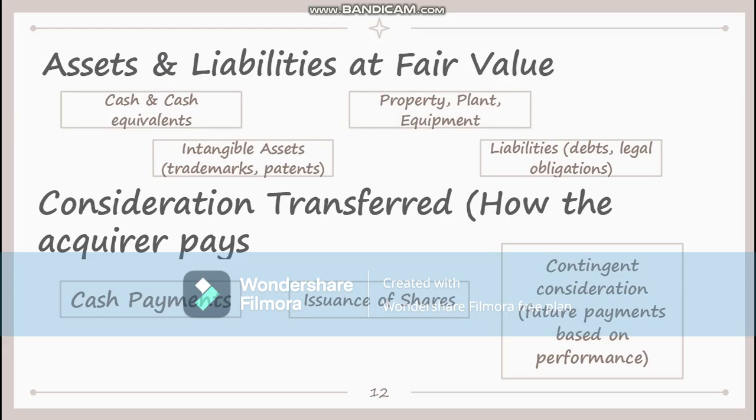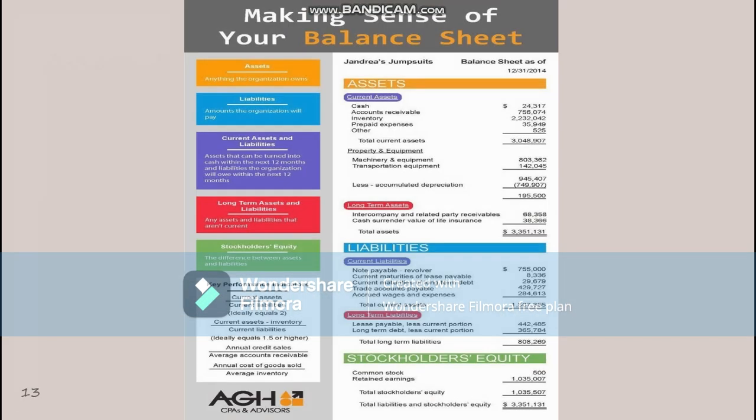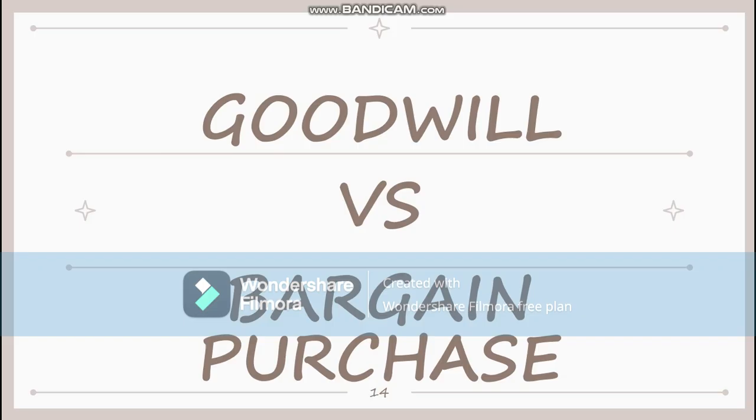So now the acquirer pays through these things. It's either number one, cash payments, or issuance of shares, or contingent consideration where future payments will be based on performance. So once we have recorded all the assets and liabilities, we need to determine whether the purchase price exceeds or falls short of the net assets. So now this brings us to the concept of goodwill and bargain purchase.